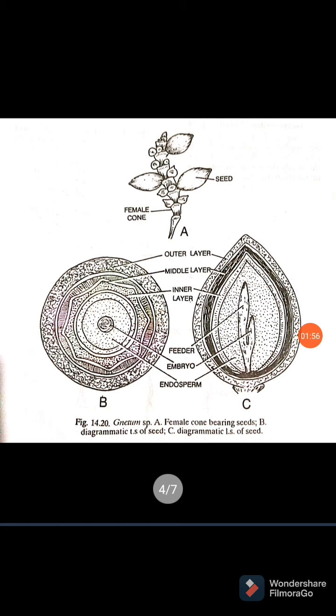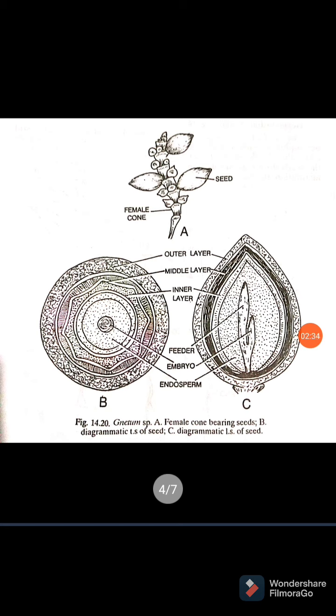Now the middle layer here is actually the outer integument, right? It has become the middle layer of the seed, and this middle layer will actually grow above the outer layer. Okay, when the seed becomes mature, the middle layer will grow above the outer layer of the envelope, and it will surround the micropylar region, the micropylar tube, and it will form the hard protective covering. Okay, it will form the hard protective covering of the seed.